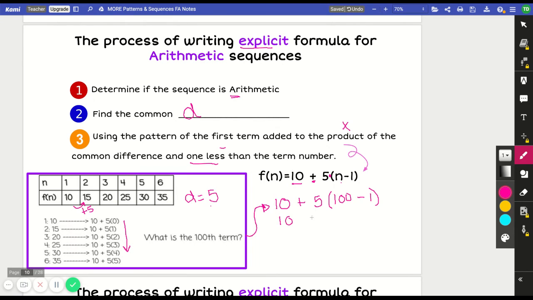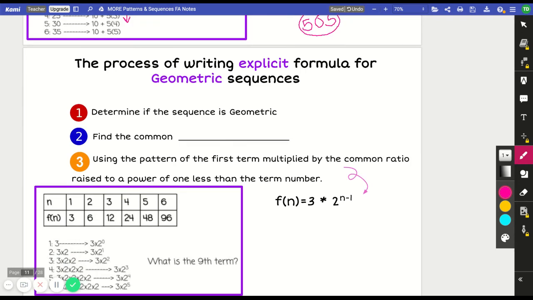Now I solve. So I'm going to do what's inside the parentheses. 100 minus 1 is 99. Then I'm going to multiply 99 by 5. And that gives us 495. And then I add that 10. So now I have 505. That is my 100th term.